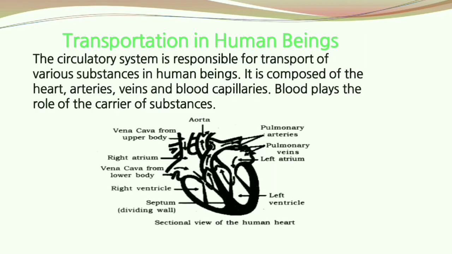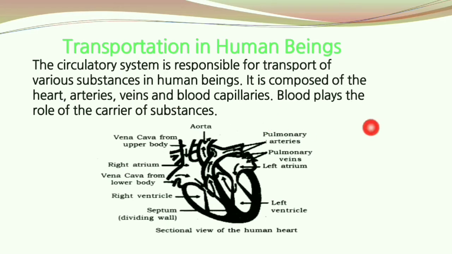To transportation in human beings, the circulatory system is responsible for the transport of various substances in human beings. It is composed of the heart, arteries, veins and the blood capillaries.